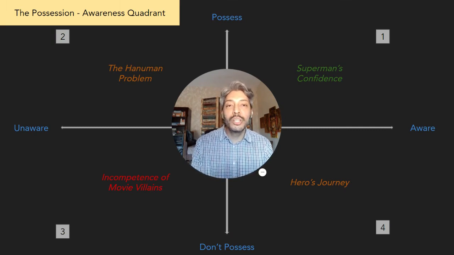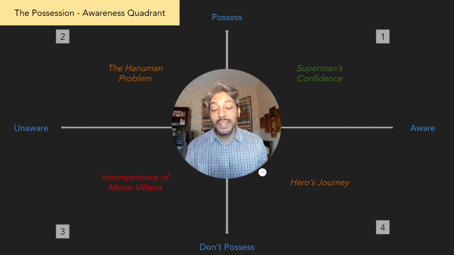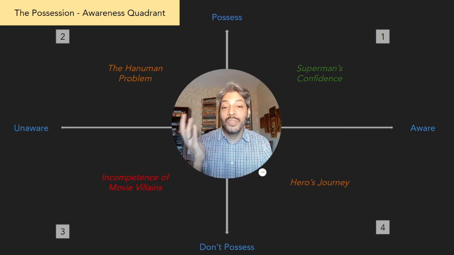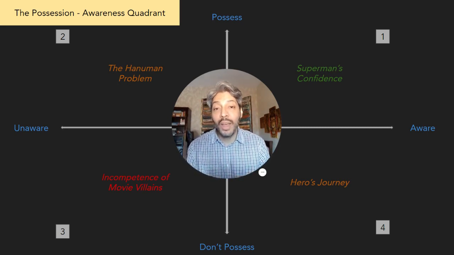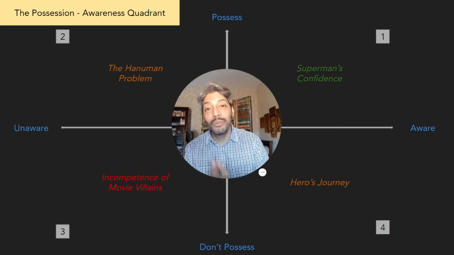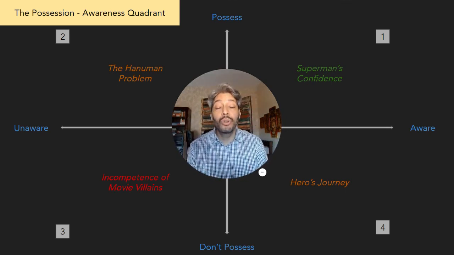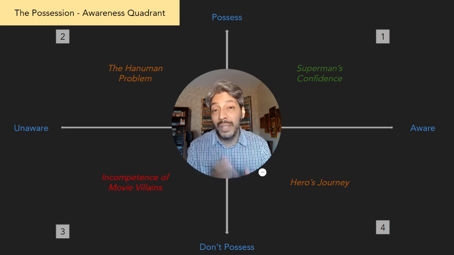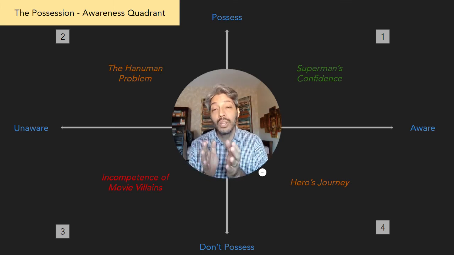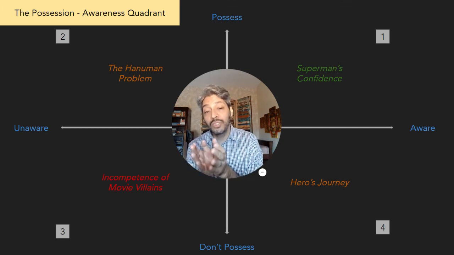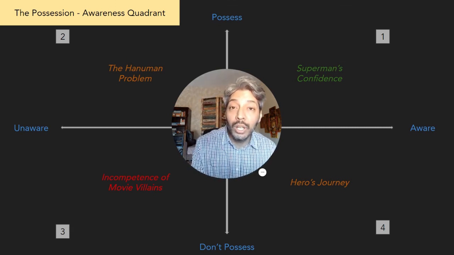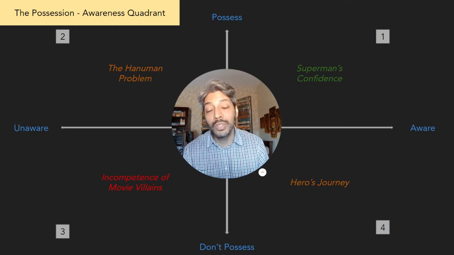So usually the way it works is, being in the first quadrant is great. Being in the second quadrant, at least you have strengths. You have to be reminded of them. You have to be told. So you move from the second quadrant to the first quadrant. Being in the fourth quadrant is again a great sign, because these are things you can work on. Being in the third quadrant is the most dangerous. So the work that needs to be done is to move from the third quadrant to the fourth quadrant, to become aware of the fact that you don't possess certain things.